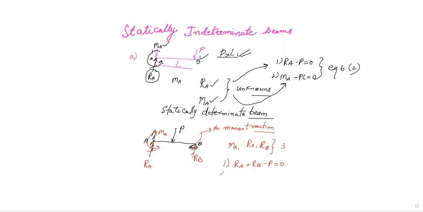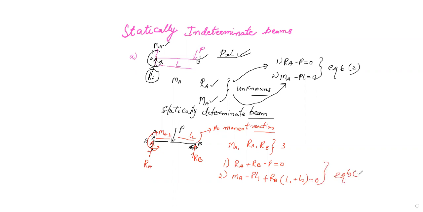And another equilibrium equation is, if we take moments about an axis passing through point A, we'll have MA, and let's suppose that this distance is L1 and this distance is, say, L2. We'll have minus P L1 plus RB multiplied by (L1 plus L2) is equal to zero. These are the two equilibrium equations in front of us.